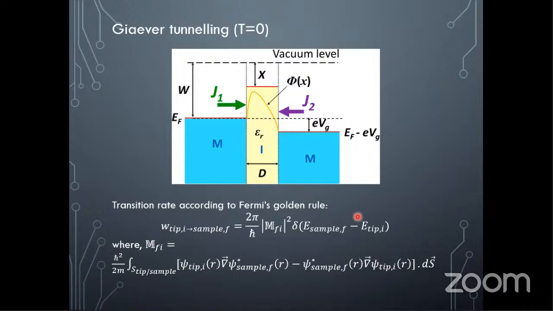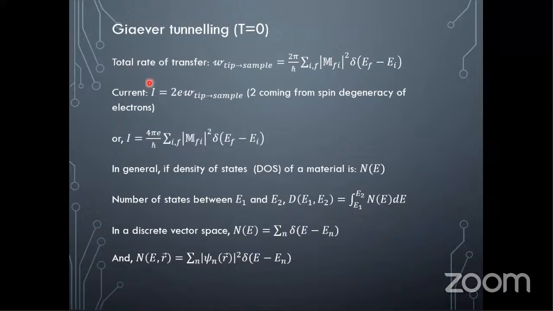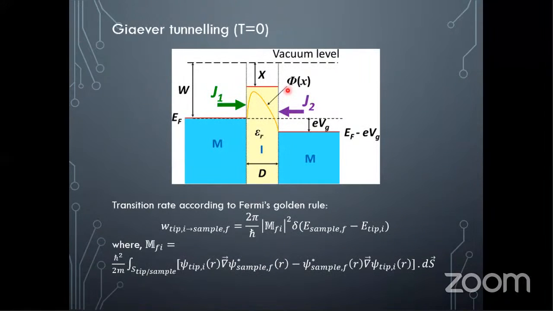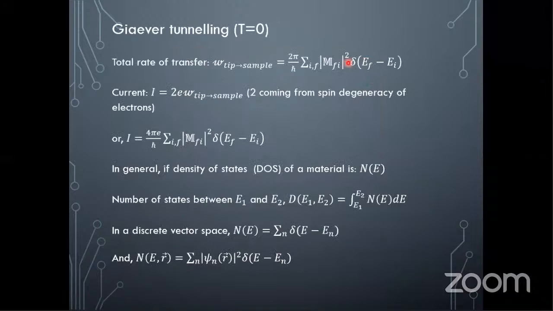Now, using Fermi's golden rule, one can show, straight away from this formula, that the current between the tip and the sample is equal to 2e times the transition rate, W. This 2 is coming from the spin degeneracy. And from this, it follows that I equals this formula here, with the delta function and summation.